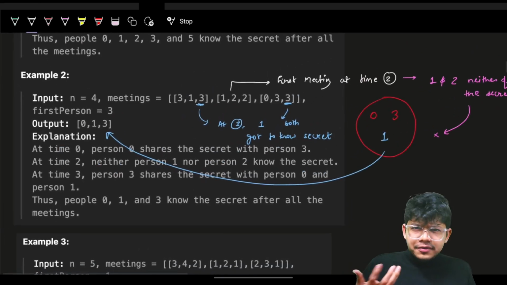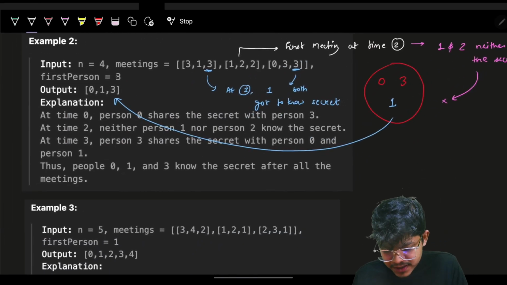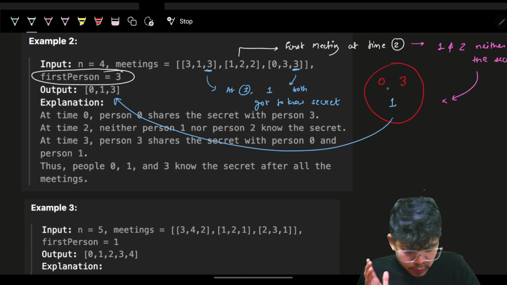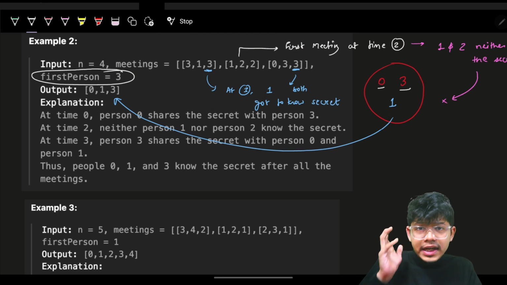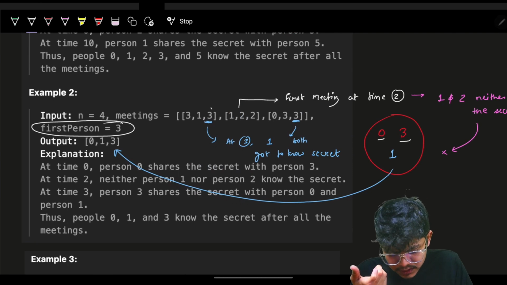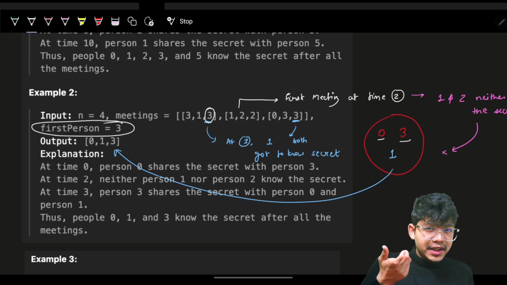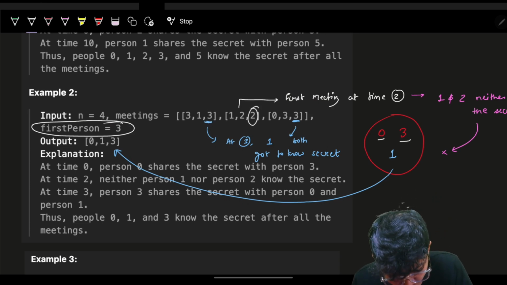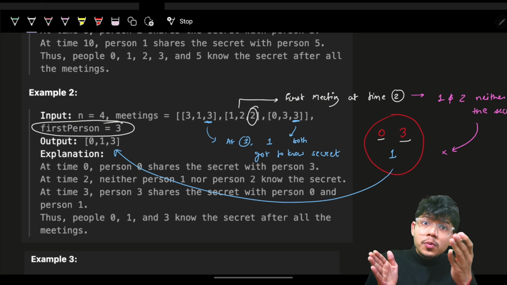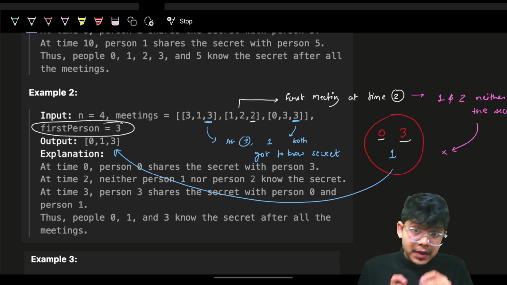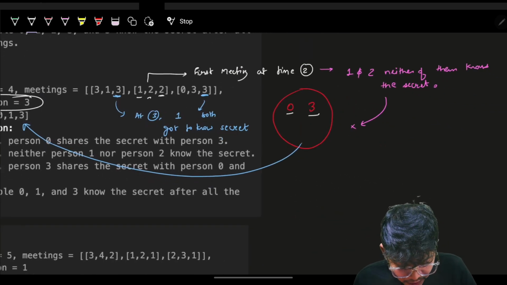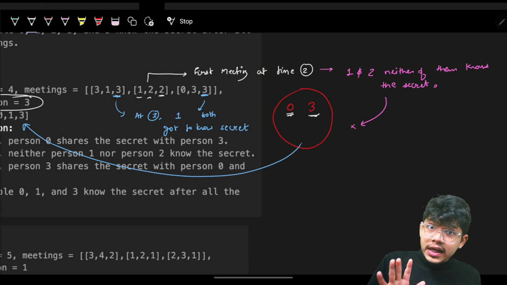Now what if we have something else, which means in the very beginning person 3 knows it, so basically 0 and 3 will now know that specific hidden thing. Now at time 3 will be the first meeting? No, because time 2 will be the first meeting, because time is progressive: 0 minutes, 2 minutes. So at 2 minutes, time 2 will be the first meeting in which 1 and 2 will meet, and we know that so far only 0 and 3 know the hidden thing.